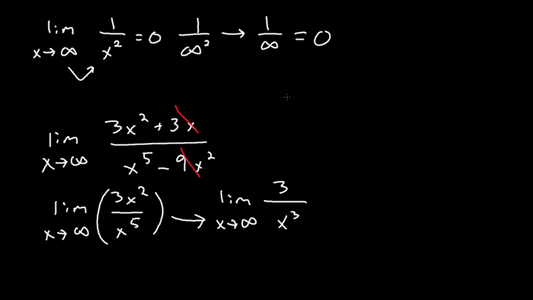And then what actually happens is, if you plug in infinity in the denominator, you get 3 over infinity, which is just 0. So if the denominator has a greater exponential value than the numerator, the limit to infinity is equal to 0.